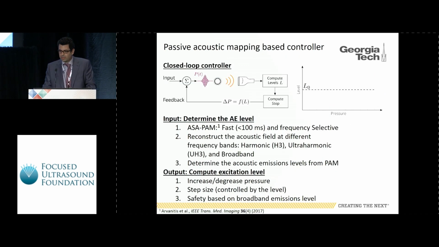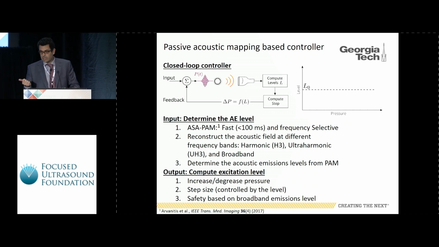To do so, we developed a closed-loop controller that determines the acoustic emissions level using the angular spectrum passive acoustic mapping. This is a method that we have recently proposed and has two distinct advantages. It's extremely fast in the reconstruction time and is also frequency selective. So in this way, you can select different frequencies, and in this way, you can infer different modes of microbubble oscillations. In the data that I will show you, we use the third harmonic, the third ultraharmonic, and a region in between. We use them to determine the broadband emissions.